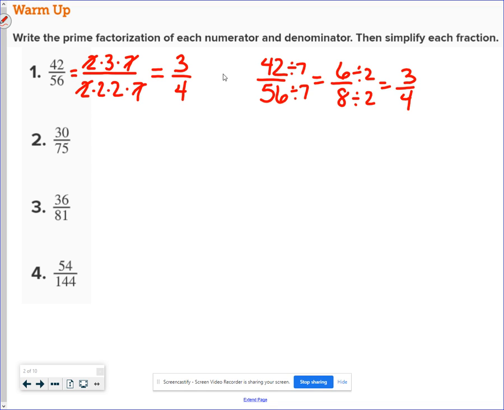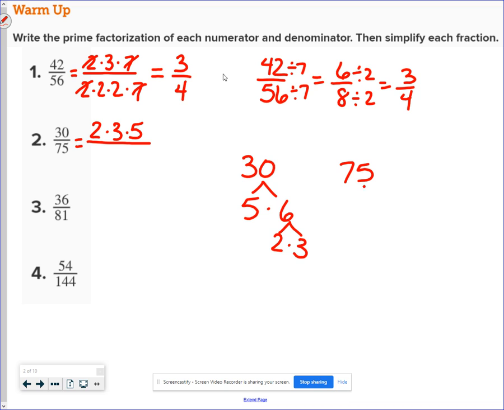I don't think that we need to do all 4 of these problems maybe in the video, but 30, if I would make a tree, that's going to be 5 times 6, and the 6 will be a 2 times 3. In case you didn't notice before, I like to put these in smallest to biggest order, so increasing order. So 2 times 3 times 5. The 75 could be 3 times 25. So I would have 3 times 5 times 5. So now canceling out things that match. They both have a 5 that matches. They both have a 3 that matches. I end up with 2/5.